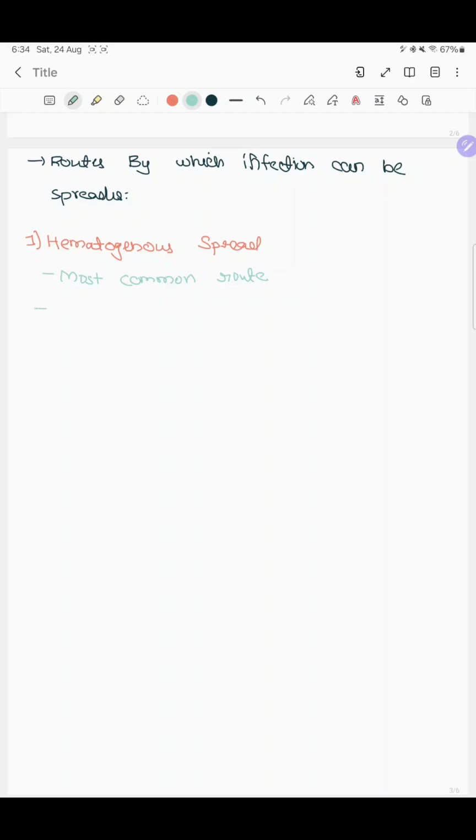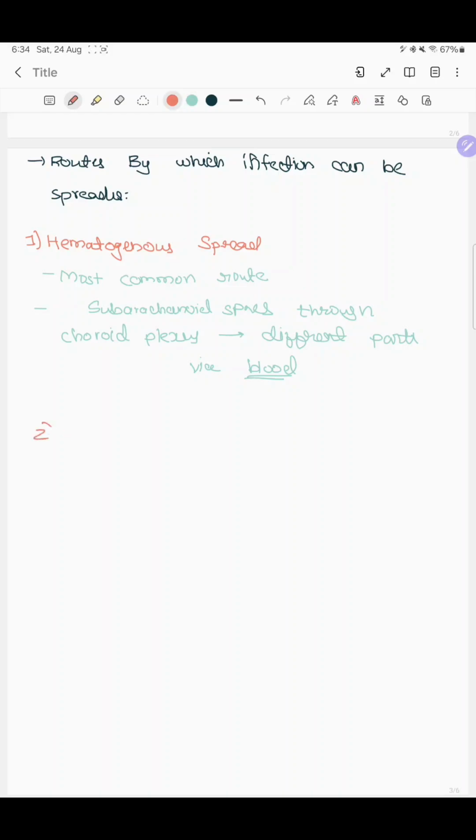So how does it spread? It enters into the subarachnoid spaces through the choroid plexus. Okay, and then it spreads to the different parts via blood. So first, the hematogenous spread.